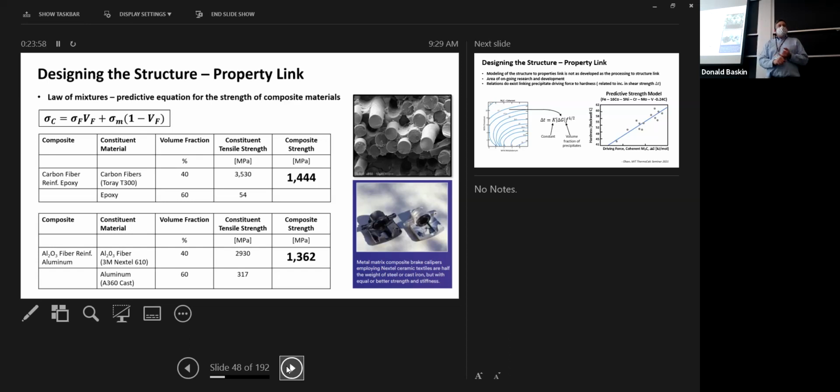I think that's the ultimate goal of computational materials engineering in the structure to properties link. Now, having said that, I'll say that link has not really been filled in, I think, as well as the processing to structure link.